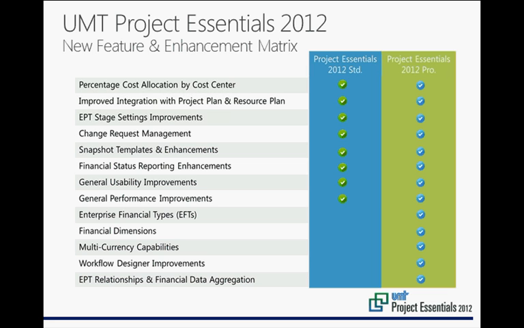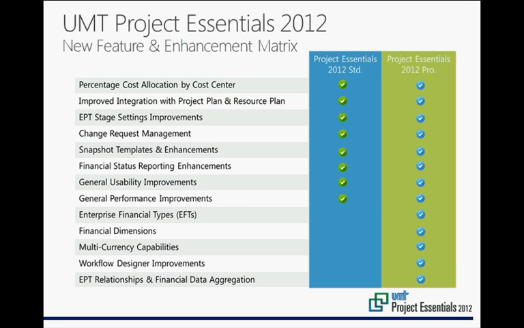Change request management is a key feature that many of our customers and partners have asked us for, and in UMT Project Essentials 2012 we provide the ability to request incremental funding and route those requests through workflows to be approved or rejected. The solution has the ability of keeping an auditable record or snapshots of financials throughout the process.